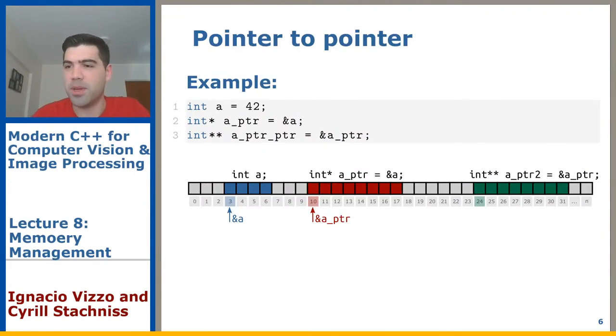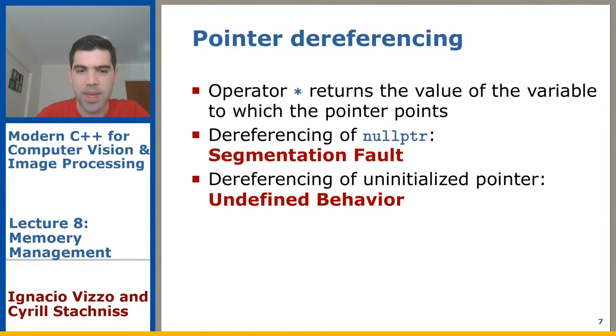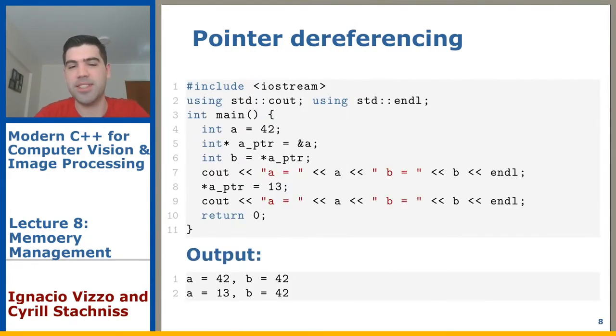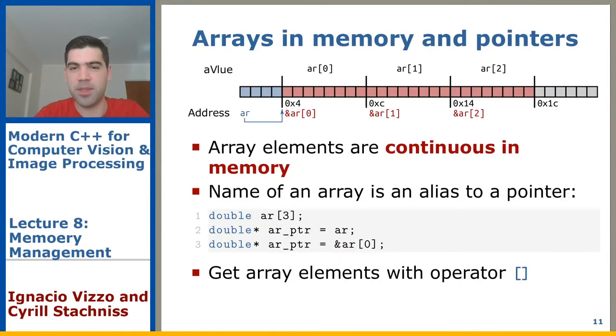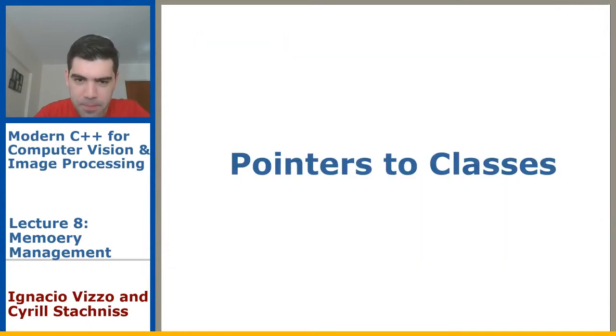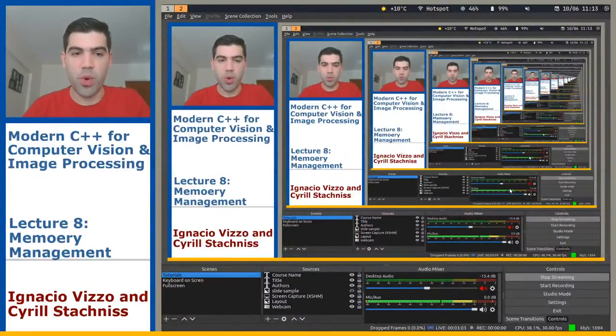So there's another example here where you have a pointer to a pointer, and there are some guidelines here, and that's basically it. So I will skip these raw pointers and we will jump right into pointers to classes. But before, I want to show you one example.